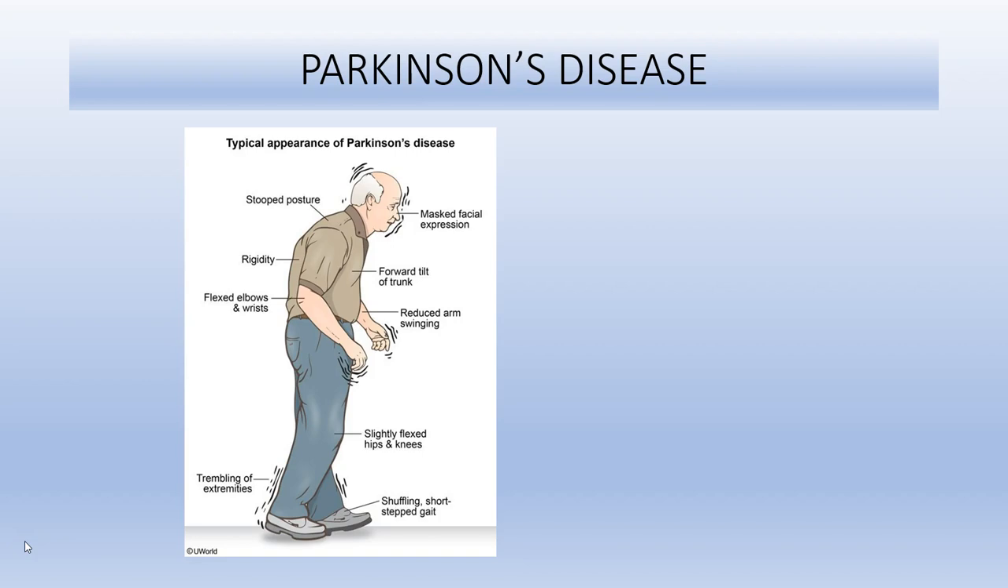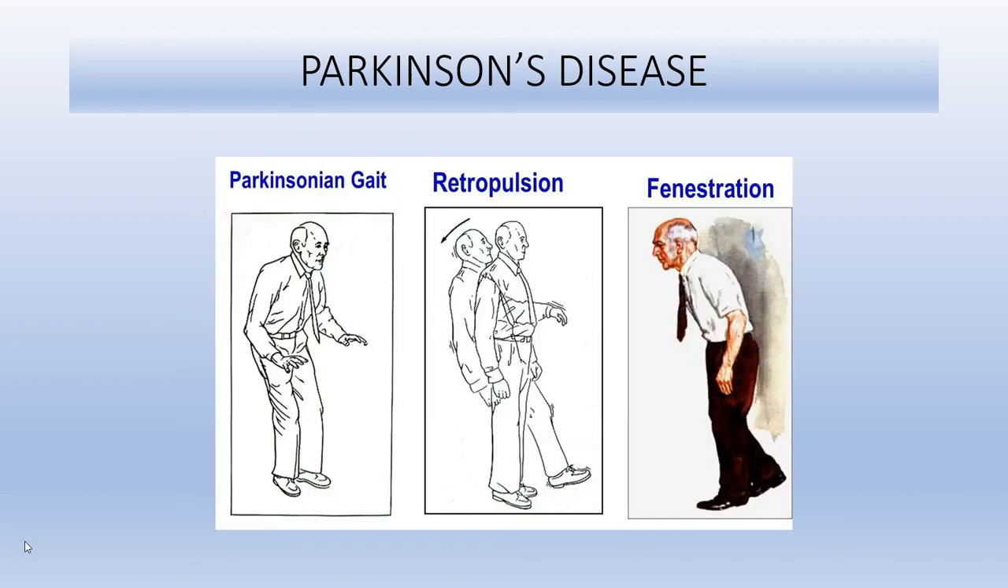There's a lack of motion of the arms and body in general. They have reduced arm swing. You'll see slight flexion of the hips and knees and a short shuffling gait, very much like a character that you might see on the old Carol Burnett show. That was where Tim Conway would perhaps show you that shuffling gait with trembling.